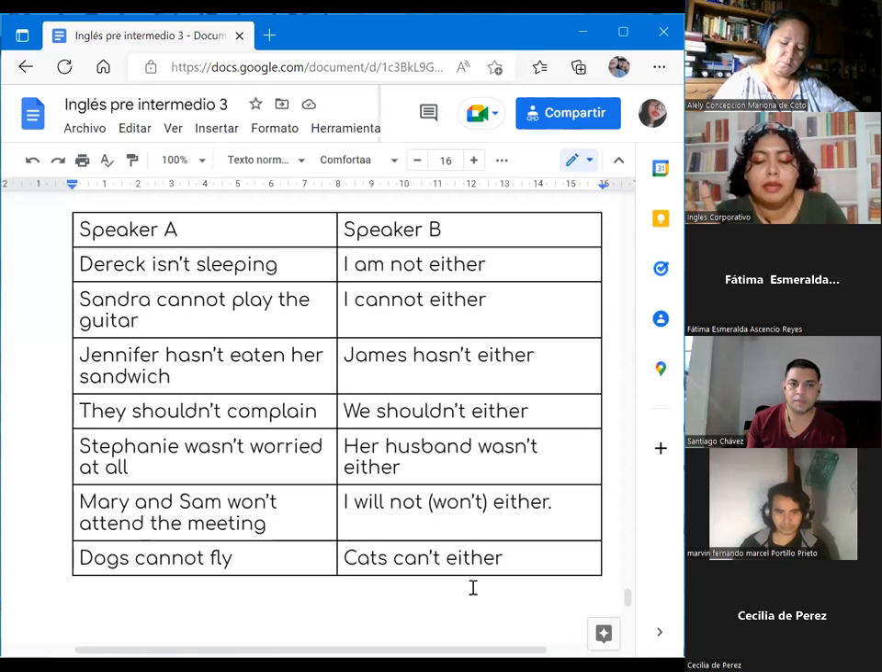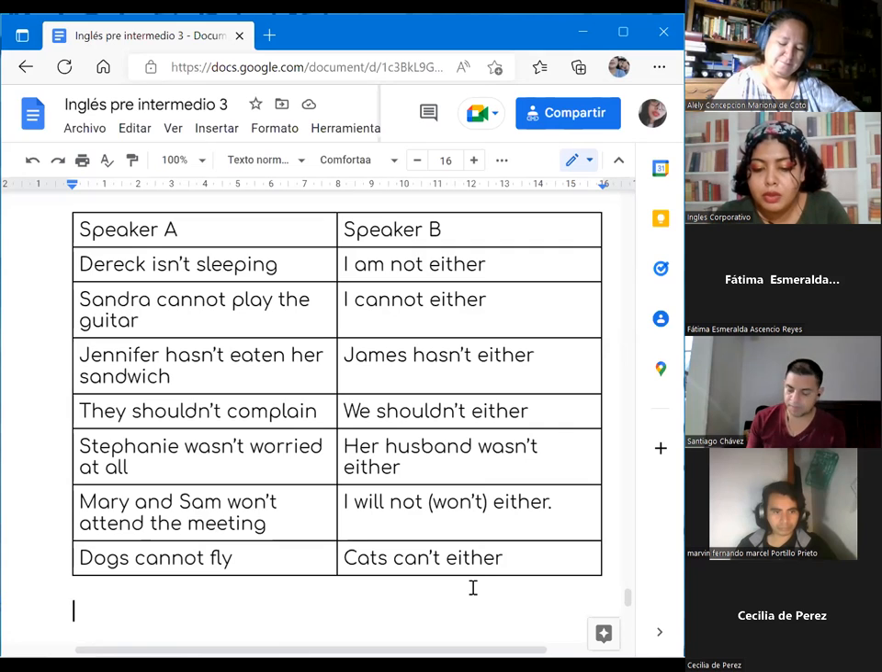Or another example. He never attends the class regularly. And we can say, me neither. Yo tampoco, no voy regularmente a clases. And I haven't been feeling very well. No me he estado sintiendo bien. Me neither. Yo tampoco. And son aceptables. Se pueden aceptar cuando es algo informal.